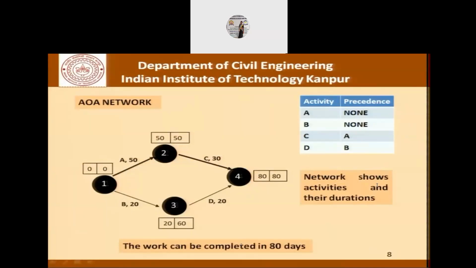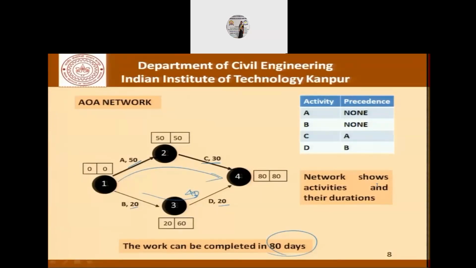Representing this project on an activity-on-arrow network, we can find out that if A is done in 50 days, C is done in 30 days, B is done in 20 and D in 20, the earliest that the project can be completed is 80 days, because this path is now the critical path. This can be done in 40 days.